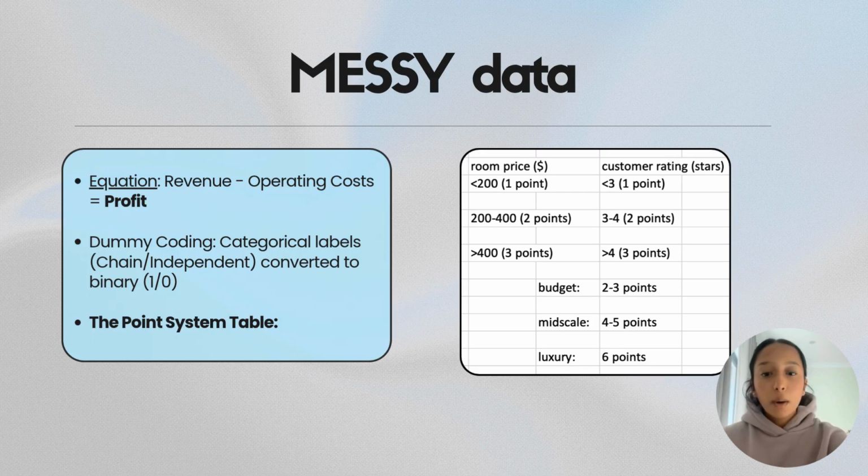So we developed a composite point system, which is shown in this table. We assign points on a scale of 1 to 3 for both room price and customer ratings. So as you can see, a price under $200 earned 1 point, while a rating over 4 stars earned 3 points. By totaling these together, we created a weighted classification. A total of 2 to 3 points defined a budget hotel, 4 to 5 points defined mid-scale, and only a perfect 6 points was classified as luxury.